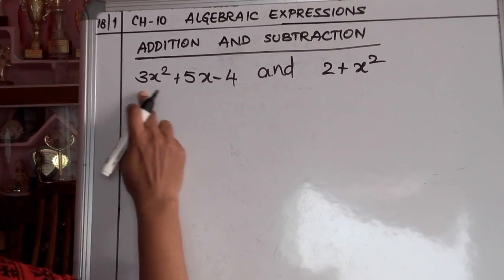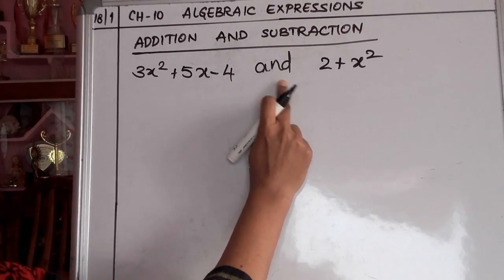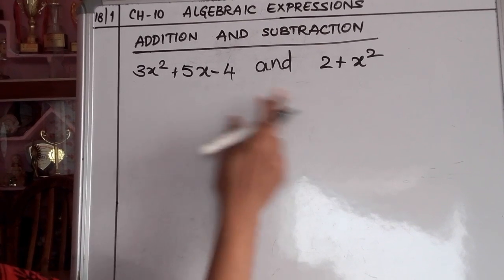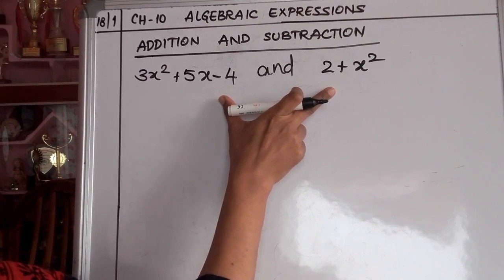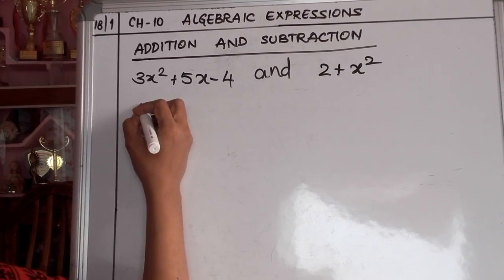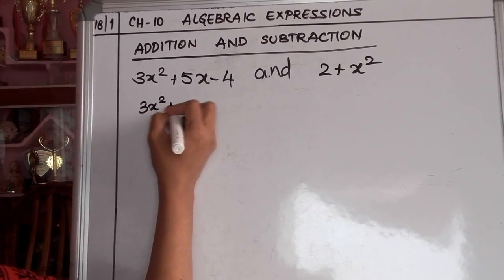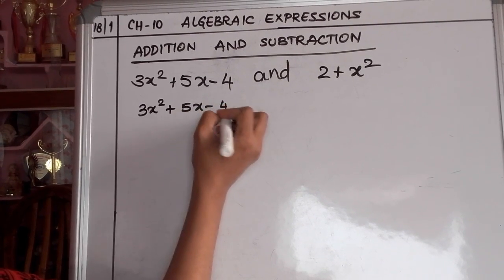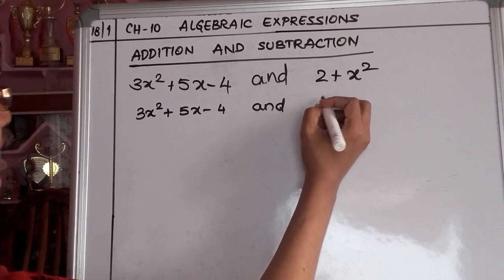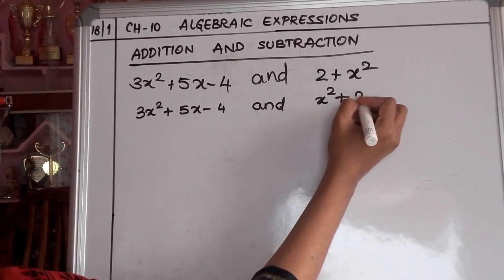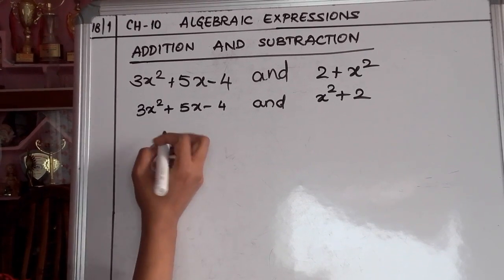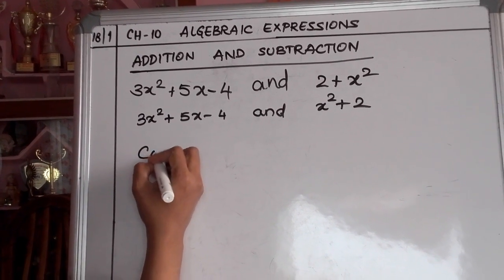So now 3x square plus 5x minus 4 and 2 plus x square is the other expression. First of all, we have to arrange the expression according to the degree. So this is 3x square plus 5x minus 4, and the constant, take it to the last and write according to the degree. X square plus 2.